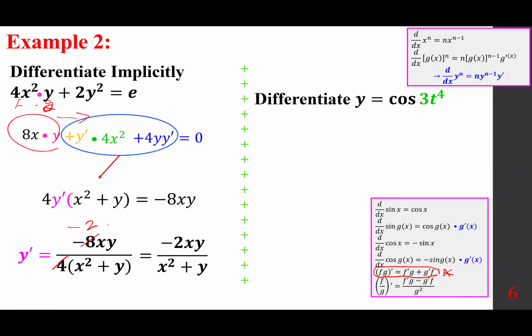Differentiate cosine of 3t to the power of 4, as I have mentioned many times before. When you want to differentiate sinusoidal functions, read and pause. Cosine. You should know the derivative of cosine is negative sine, so negative sine. But negative sine of what? In essence, you're looking at g of x, so the same argument must be used, and then g prime of x. In this case, g prime of t is 12t cubed, and you put that in front. The final answer would be negative 12t cubed sine of 3t to the power of 4.